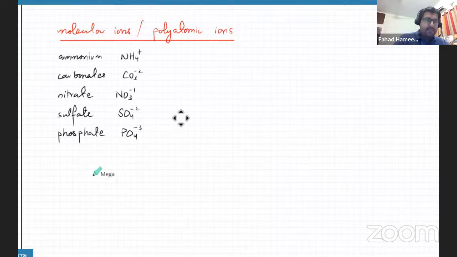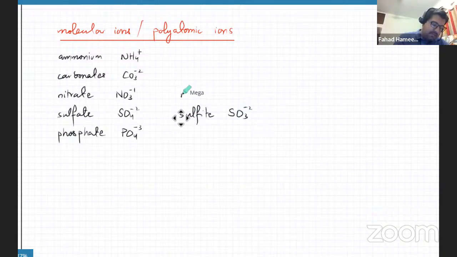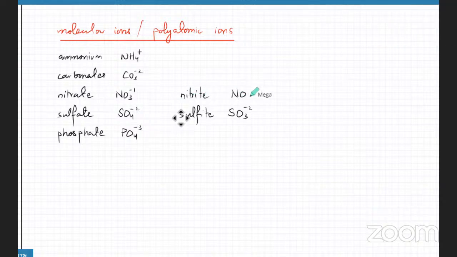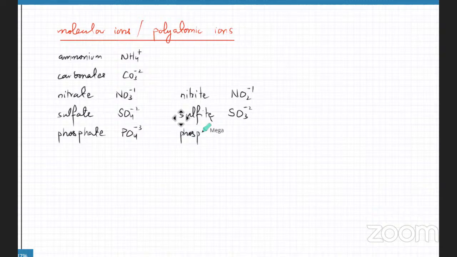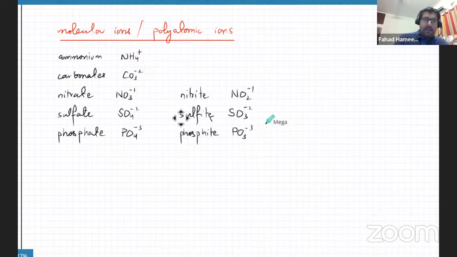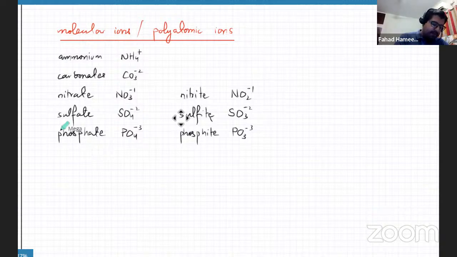And you've got other ones as well, like sulfite. What is sulfite? SO3 -2. Nitrite as well, that's NO2 -1. Okay, there's a phosphite, PO3 -3. And apart from all of these, somebody mentioned a few more. What's a dichromate ion?